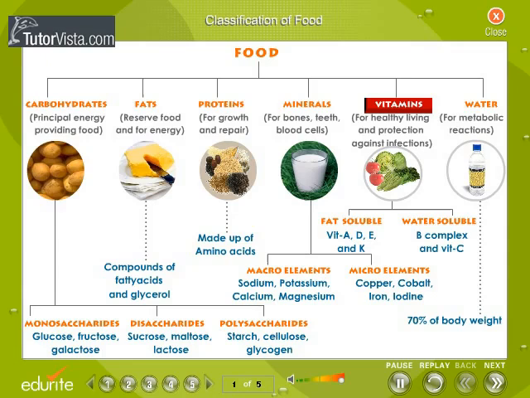Vitamins are organic compounds regularly required in minute quantities in the diet for normal metabolism, health, and growth. Vitamins are classified into fat-soluble and water-soluble vitamins. Vitamin A, D, E, and K are fat-soluble vitamins. Vitamin B complex and vitamin C are water-soluble vitamins.